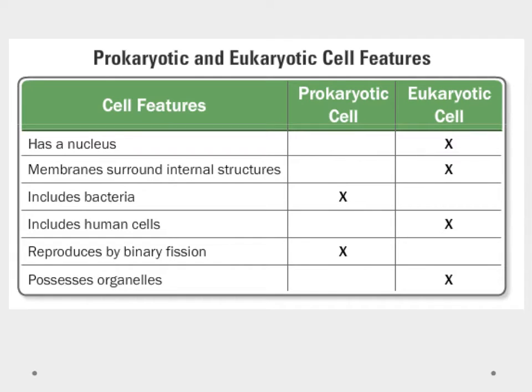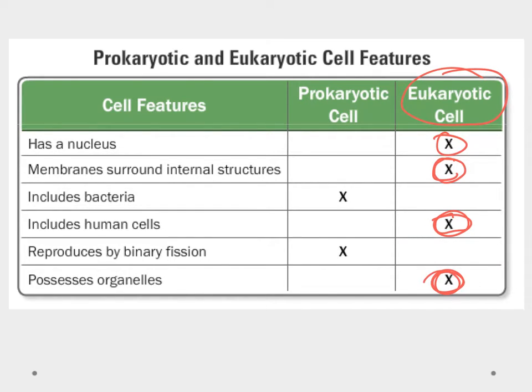Okay, so let's review really quickly. We have our prokaryotic and eukaryotic cells, and we looked at what makes them the same. Our eukaryotic cell is going to have a nucleus, and it does have these membranes which surround these internal structures called organelles. Humans are eukaryotic organisms, and here's the organelles right down here.